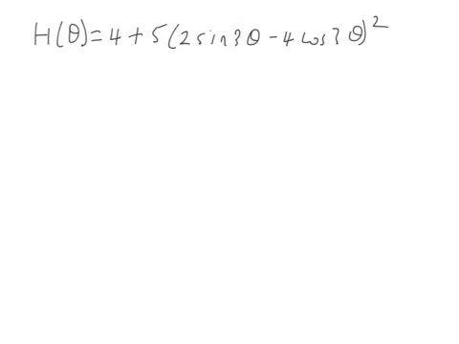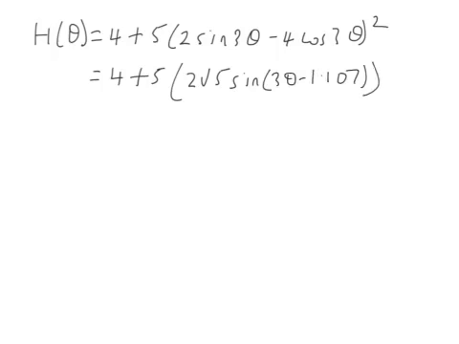Now in part B we've got h of theta equals this expression here. So it's 4 plus 5 lots of, and then 2 sine 3 theta minus 4 sine 3 theta. That's more or less what we had before. So it was 2 root 5 sine, but now it's not theta, it's 3 theta. So I need to write 3 theta in here. Minus 1.107, and there's a squared. So we can write it like that.